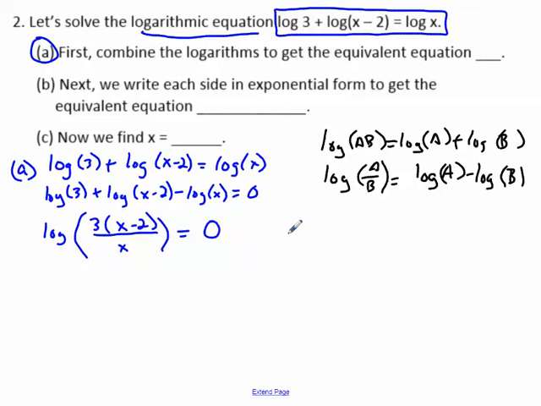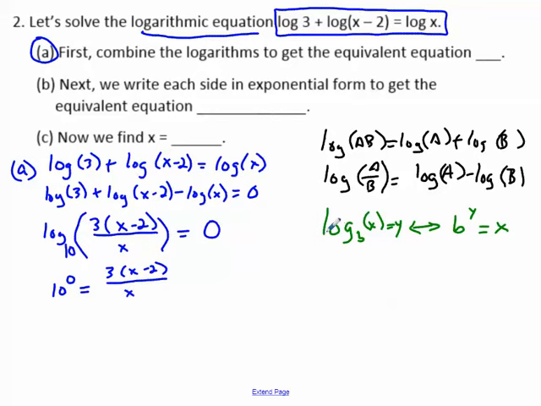Now we're going to use the idea of our definition of log. If log base b of x equals y, then it's equivalent to b to the yth power equals x. We're going to use that green rule now to change this log. Oh, by the way, it's base 10 because it's not written here. We understand that it's a 10. So log base 10 of all this stuff equals 0 is the same as, using the green rule, 10 to the 0th power equals 3 times x minus 2 all over x.